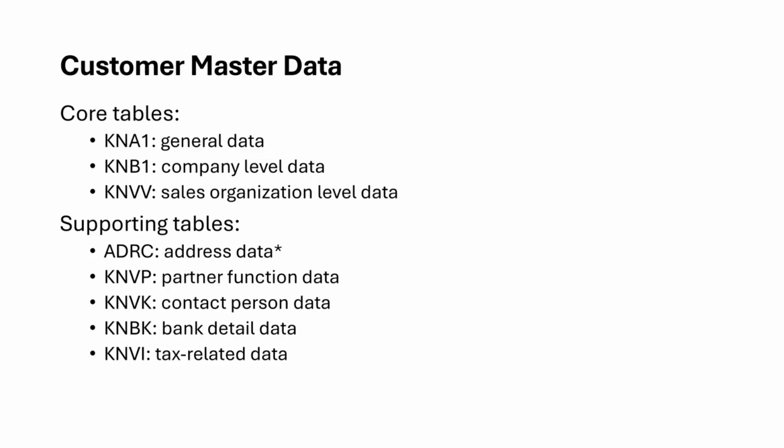KNVV contains the sales specific information. It covers sales areas, distribution channels, pricing procedures, and shipping conditions. Basically, it tells SAP how you sell to this customer. Several other supporting tables capture specialized details that extend beyond general and company level data. The ADRC table stores address information, ensuring consistency and reuse across the system.